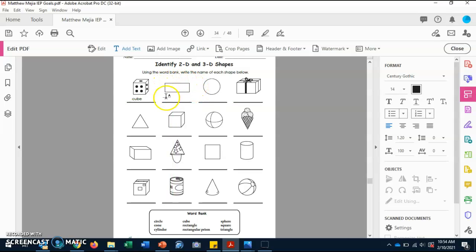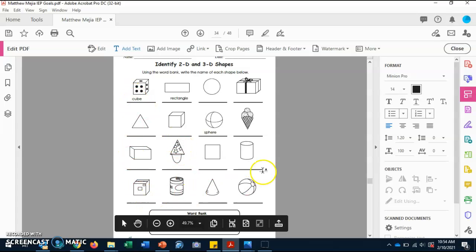Our next shape, do we know what this is called? Awesome. Yes, this is a rectangle. And our next shape, let's do this one right here. Do we know what this is? Good job. This is a sphere. And that is what you are going to do for the rest of the shapes, Matthew.